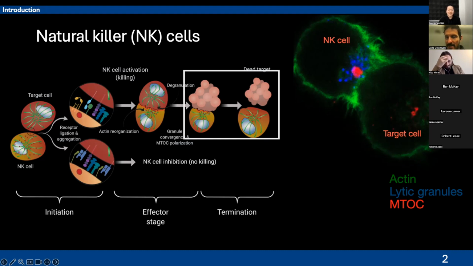The target cell is then killed by a process called degranulation. It's very similar to how neurotransmitters are released. During degranulation, instead of neurotransmitters, proteins like perforin and granzyme, which can break down the target cell's membrane, are released. So we use the expression of these proteins, perforin and granzyme, as markers of NK cell maturation and functionality.